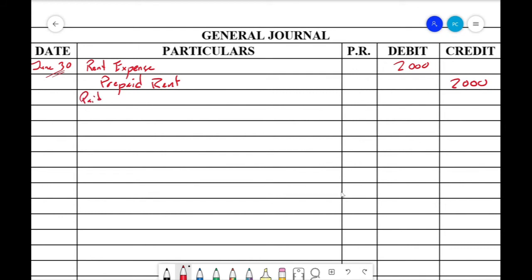We paid rent for June. Right, so that's basically the journal entry for paying rent from a prepaid account for the month of June. Okay, so then we have the next question.